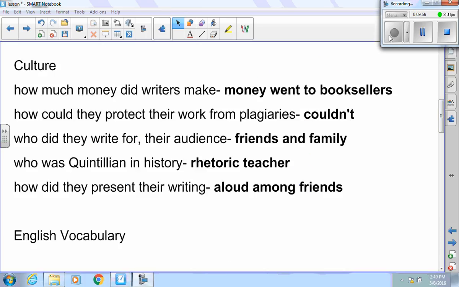For those of you that like to lock up those for sure points, here's our culture. How much money did writers make? Well, the money went to the booksellers, not to the writers. The writers would go sell and get maybe a small amount from the booksellers, but the profits from selling the books actually went to the booksellers themselves.